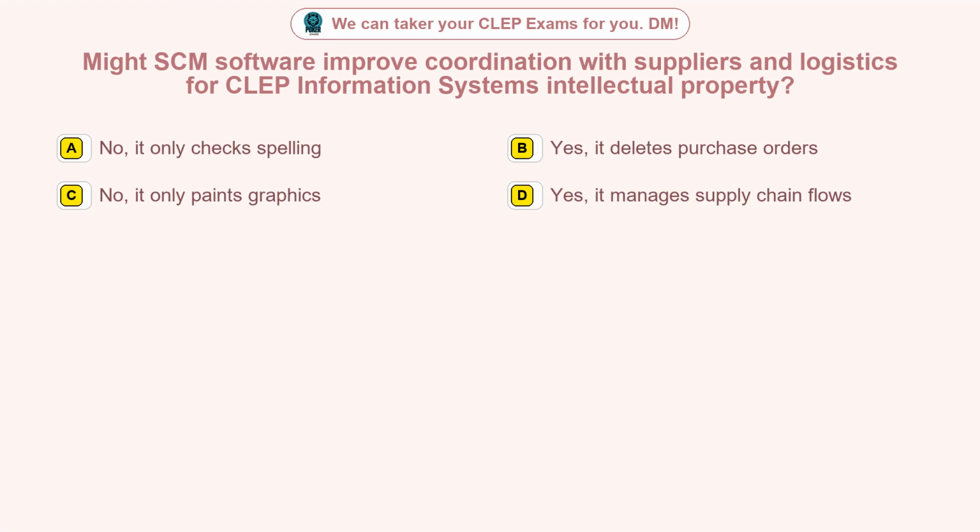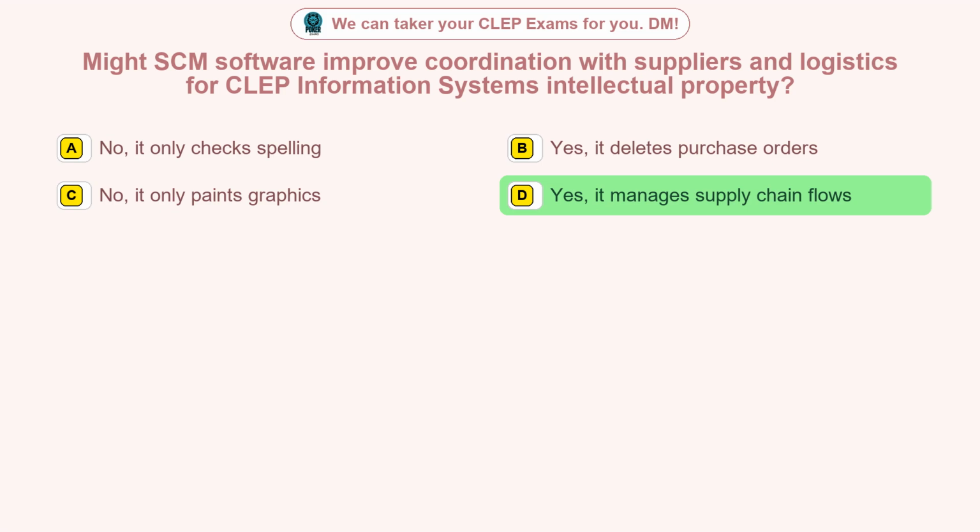Might SCM software improve coordination with suppliers and logistics for CLEP Information Systems intellectual property? Option A. No, it only checks spelling. Option B. Yes, it deletes purchase orders. Option C. No, it only paints graphics. Option D. Yes, it manages supply chain flows.